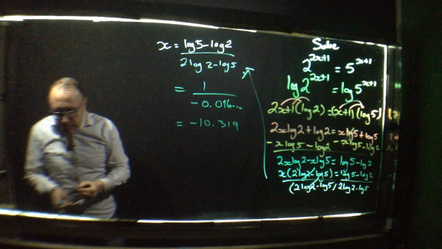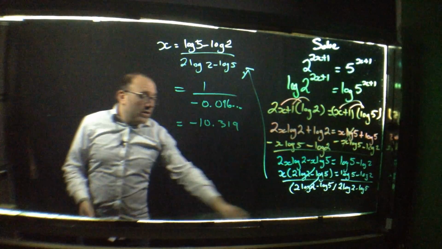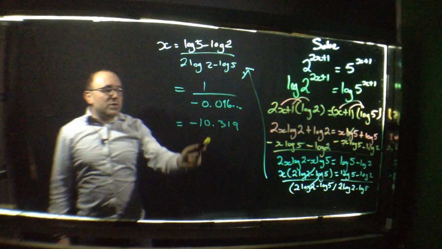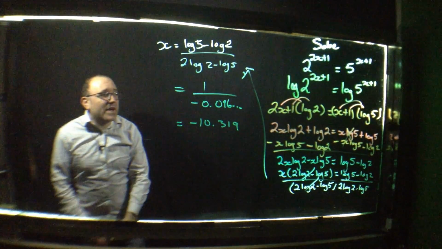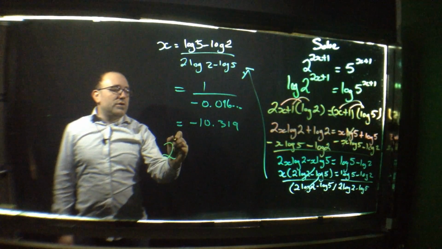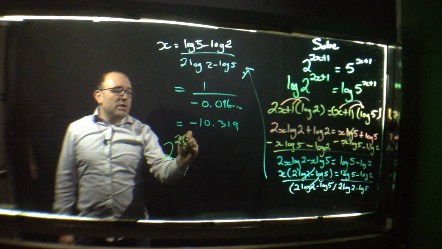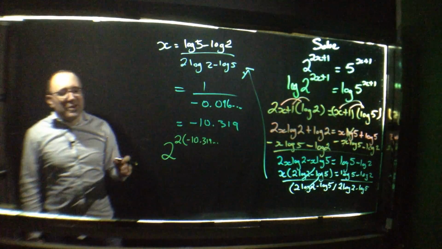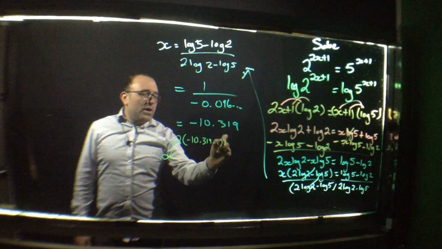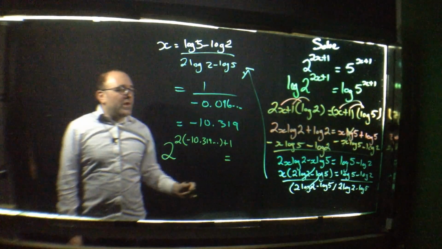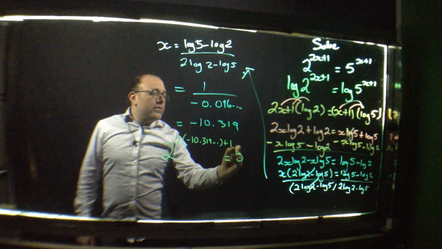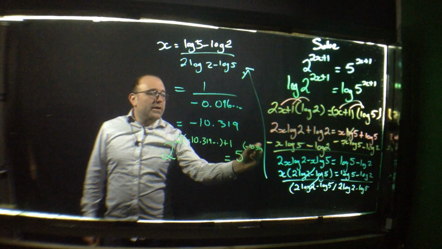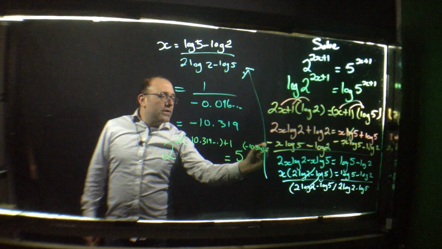Well, how do you check? Did you do this correctly? Of course, we go back to the original equation, substitute that value in there and check if they're actually the same. So 2 to the exponent of 2 times negative 10.319 — now don't forget, keep the value in your calculator — add it to 1. Do the same thing on the right-hand side: 5 to the exponent of negative 10.319, and then add that to 1.